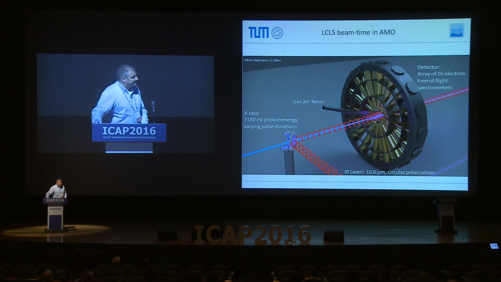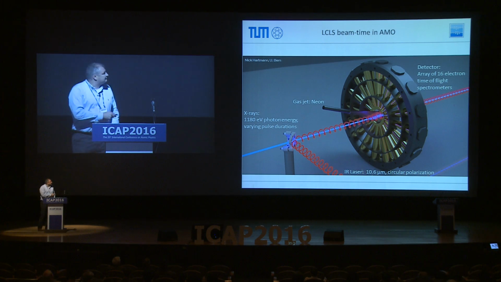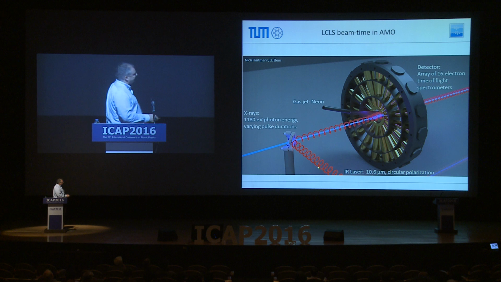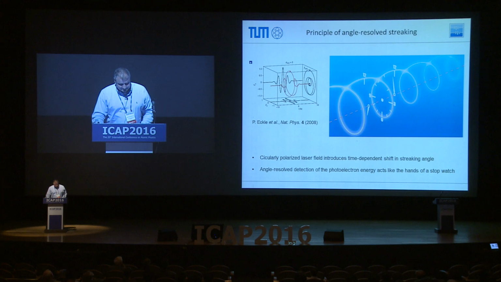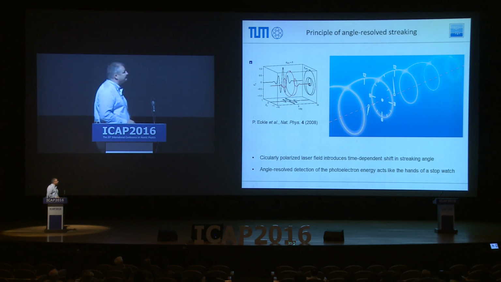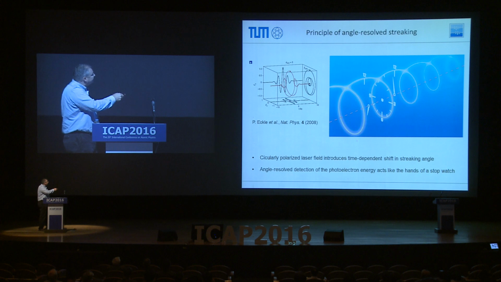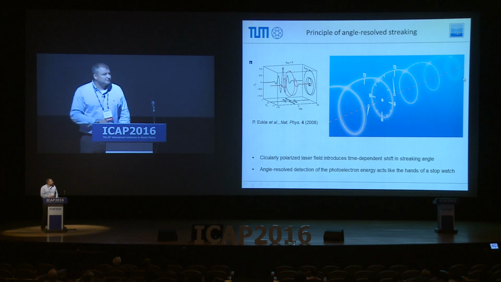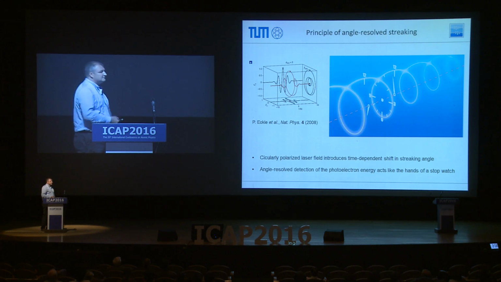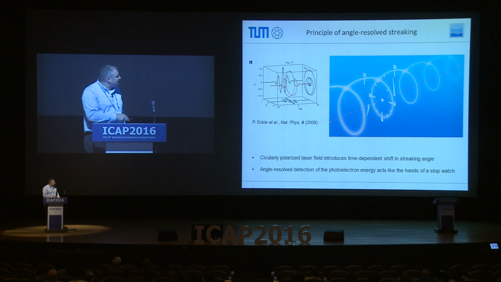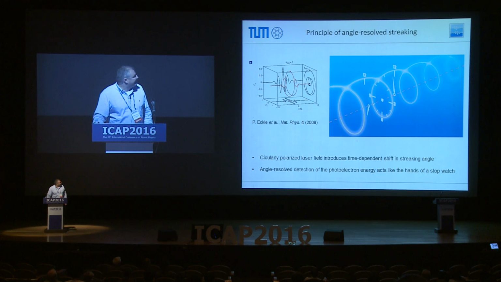So people have set up a very smart system where you put an array of 16 electron time-of-flight detectors on a wheel, and then you use a circularly polarized dressing laser field. And what happens here can be shown in a very simple way. You have here the two components of the circular polarization. This is the actual field of the laser pulse. And you can imagine if you have photoelectron emission in this kind of dressing field, then to all directions you get a different way of streaking, which you then detect. So the detection is like modulated by the hands of a stopwatch.